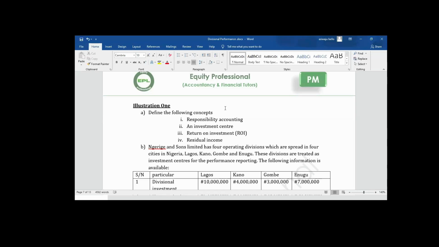An investment center is a center that is responsible for investment decision. Then the center can also incur costs and also generate revenue. All right, that's fine. At least you were able to bring out the 3 points. An investment center is a business segment that has responsibility to incur cost and generate revenue. In addition, this center can make investment decisions.